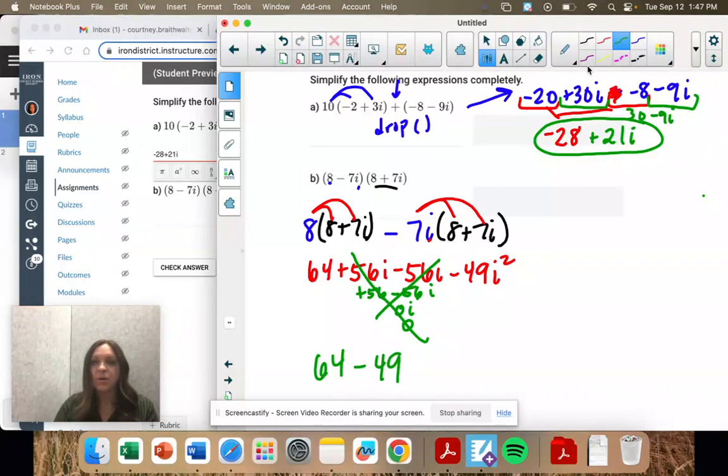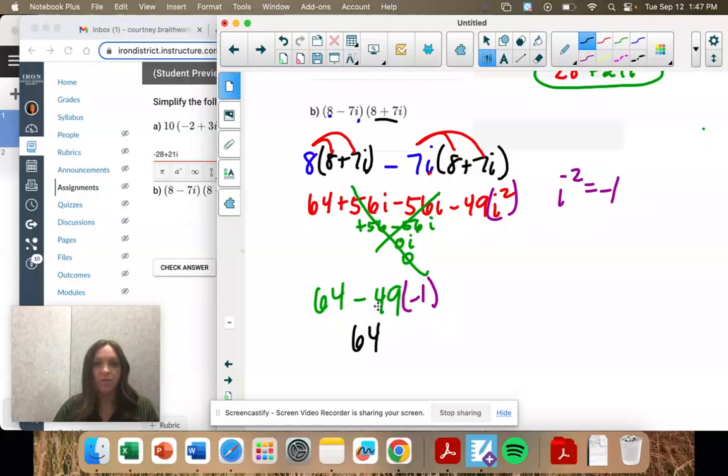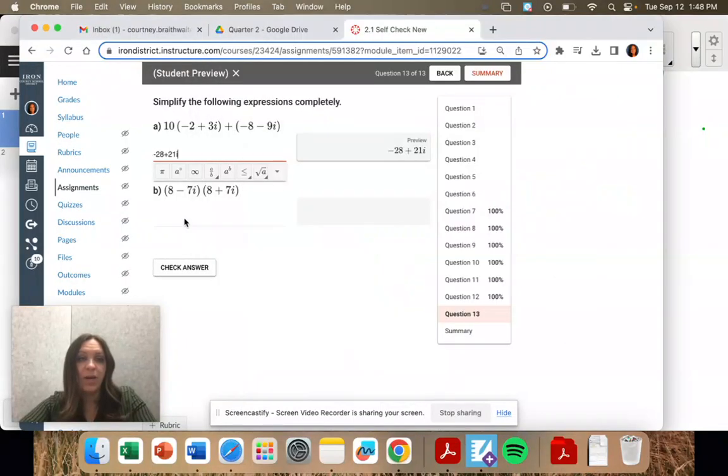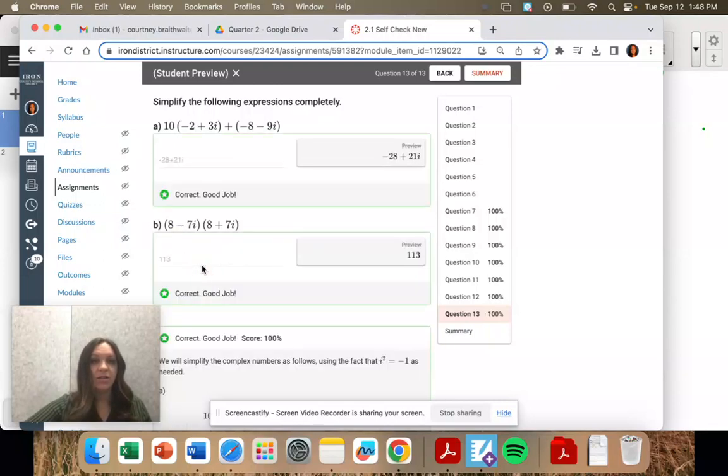And then the i squared becomes negative 1. So I'm going to replace with negative 1, and that changes the sign. So now I have 64. Negative times a negative is a positive 49. 64 plus 49 is 113. And that's our answer. So when we have ones that look like that, same thing, positive signs, the i's go away. You're just left with a number.